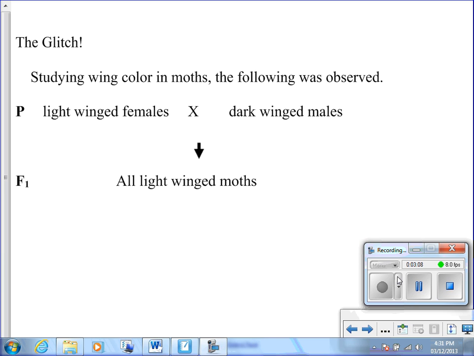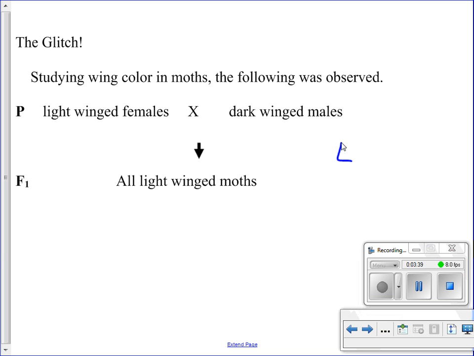We see another cross here in some ways similar to what we began to talk about with Gregor Mendel's garden peas. Here we're talking about the wing color in moths, and we have our original parental generation, light-winged females and dark-winged males, and we can see that in the F1 generation, all of them have the light wing color. So based on what we have talked about, we only see one of the phenotypes in the F1 generation. We would then make the assumption, and we're going to see that in fact this will be incorrect, but we would, based on this alone, make the assumption that light is dominant.